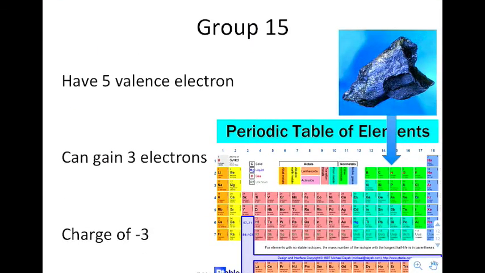Group 15 has 5 valence electrons. At this point, when you have 5 valence electrons, it's easier for you to start gaining electrons. Whenever you gain electrons at this point, you become negative.